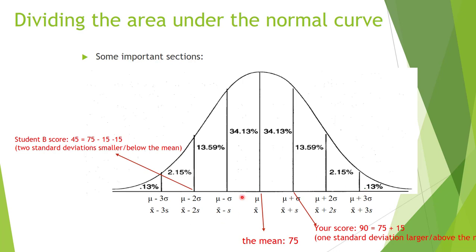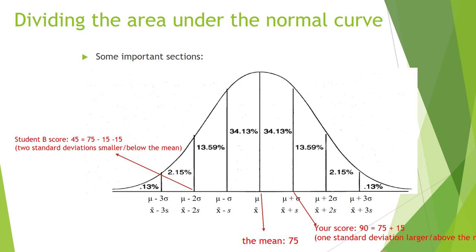So the same thing on the left hand side, okay? 34.13% for this area between 1 standard deviation below the mean and the mean, and 13.59% between 1 standard deviation below the mean and 2 standard deviations below the mean. 2.15%, because it's symmetrical, so you will see these percentages are the same.